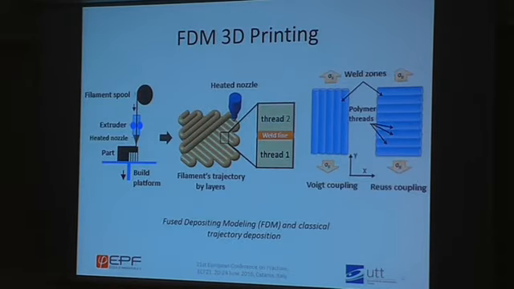So the fused depositing modeling use filament. The filament is deposited to realize parts layer by layer. We can see the classical structure, a linear structure, and alternate layer to realize a part.